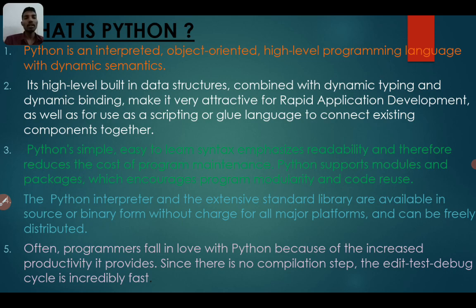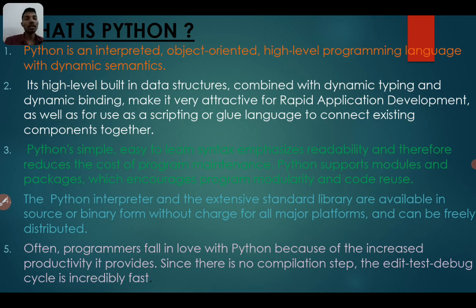Python. What is Python? Python is an interpreted object-oriented high-level programming language with dynamic semantics. Its high-level built-in data structures combined with dynamic typing and dynamic binding make it very attractive for rapid application development as well as for use as a scripting or glue language to connect existing components together. Python's simple, easy to learn syntax emphasizes readability and therefore reduces the cost of program maintenance. Python supports modules and packages, which encourages programming modularity and code reuse.